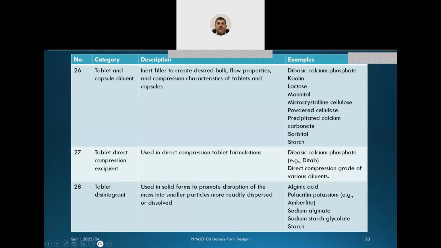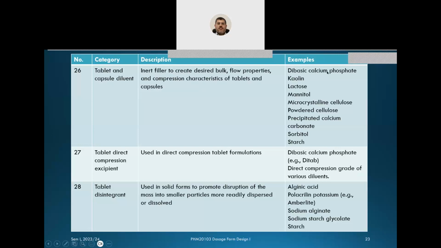So actually, when I make a tablet, the main ingredients are two: the active ingredient and the diluent. So I'm making 5 mg tablets, and I want the tablet weight to be, for example, 200 milligrams. So most of the remaining of the 200 milligrams after the 5 mg will be the diluent, or we call it filler. We call it either diluent or filler. They are inert materials. They don't have any pharmacological effect.